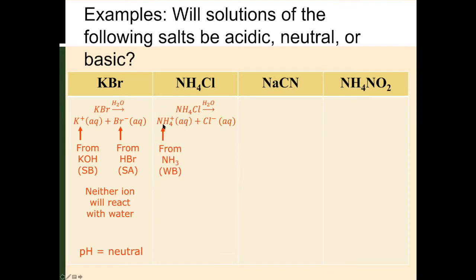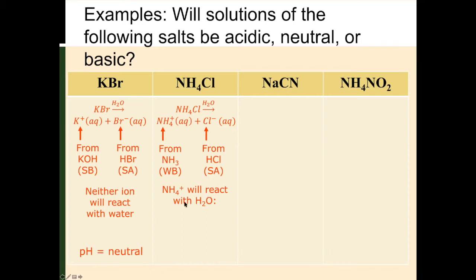So ammonia would give us ammonium ion. Ammonium ion, if it were to come from a base, comes from ammonia, which is a weak base. And then the chloride ion, if it were to come from an acid, comes from HCl, hydrochloric acid, which is a strong acid. Okay, well, that means that we're not going to get any reaction from the chloride, but we will get a reaction with water from the ammonium ion.